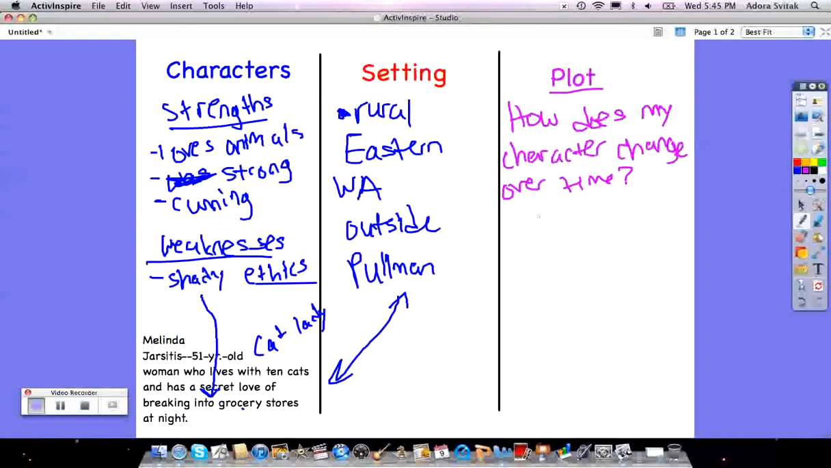So let's say that Melinda changes, it's actually kind of challenging. Well, you know what? Actually, I'm going to start with a conflict. If you're a little bit stuck as to how your character changes over time, as I am right now, then you can move on to the conflict. So maybe the main conflict here is that Melinda gets caught. I'm going to start typing, actually. As you can tell, I'm not so great at doing the digital writing.